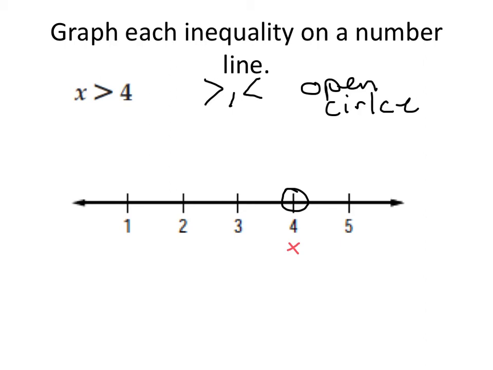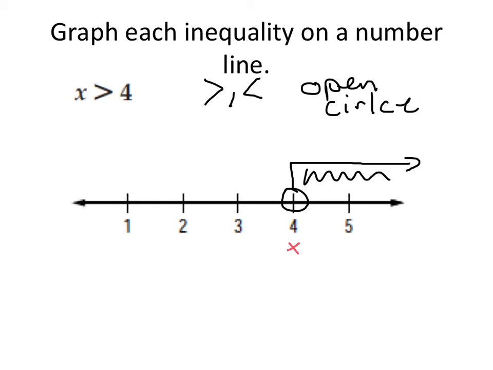Now it says x is greater than 4, so that means that all my answers start at 4, but don't include 4, and continue on to the right forever. So the open circle tells everyone don't include 4, but the arrow tells us that everything to the right is the answer. So any number that's greater than 4 will make this statement true. So make sure that you look at the inequality. If it's an open circle, make sure it's an open circle.